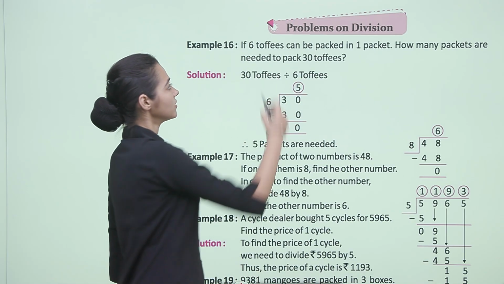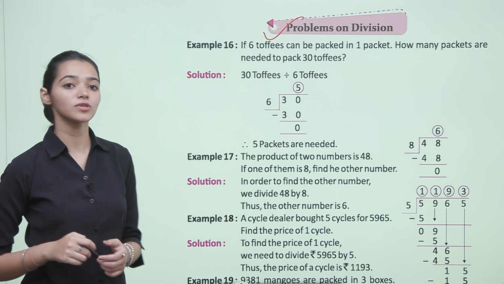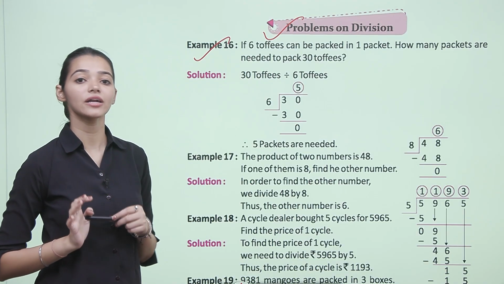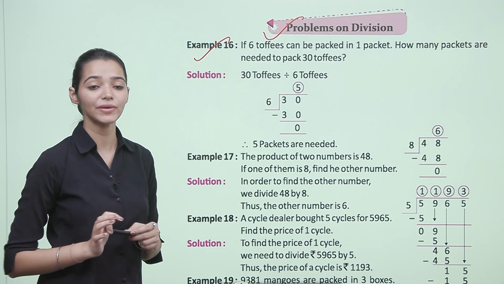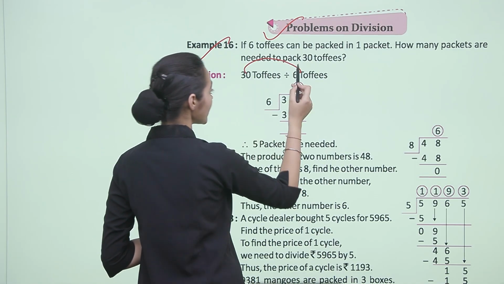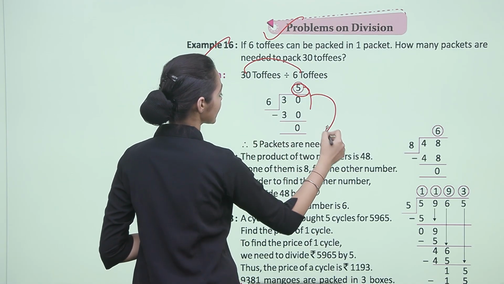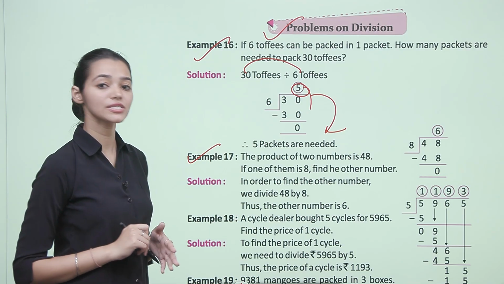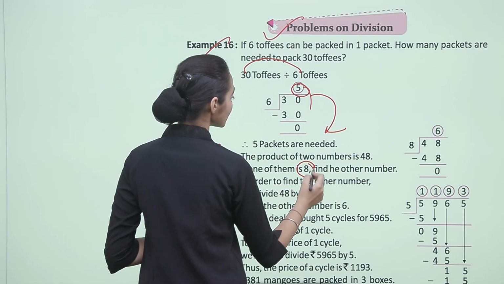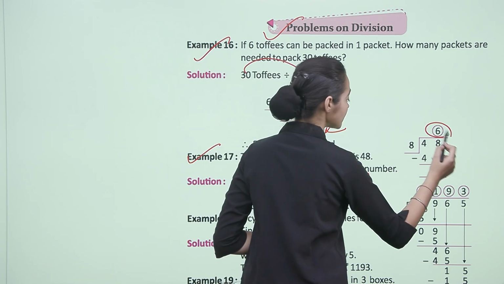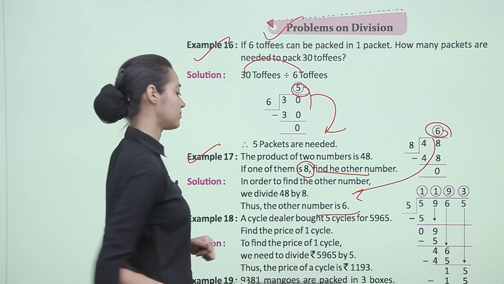Now let's start with problems on division. In example number 16, if 6 toffees can be packed in one packet, how many packets are needed to pack 30 toffees? That means we will divide 30 toffees by 6 and we get 5 packets needed. Similarly, in example number 17, the product of two numbers is 48. If one of them is 8, find the other number. That means we will divide 48 by 8, so 6 is our other number.